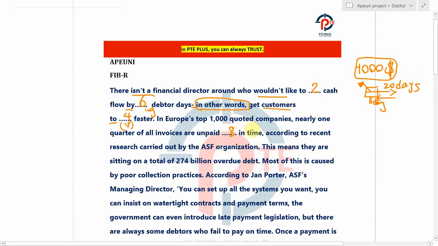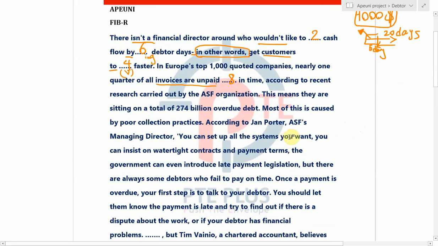At any point in time, it doesn't matter. What really matters here is they haven't paid their invoices. At any point in time, you don't know, in the beginning of the year, in the mid-year, in the last quarter of the year, all invoices are unpaid. Regardless of the time, we have invoices which are unpaid, according to research.